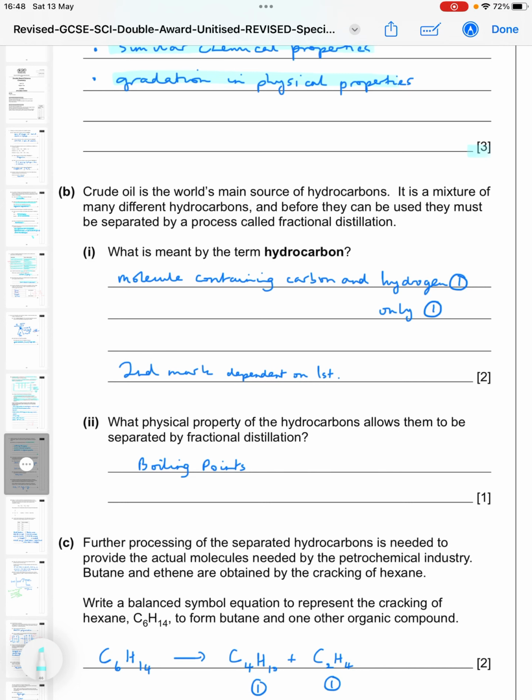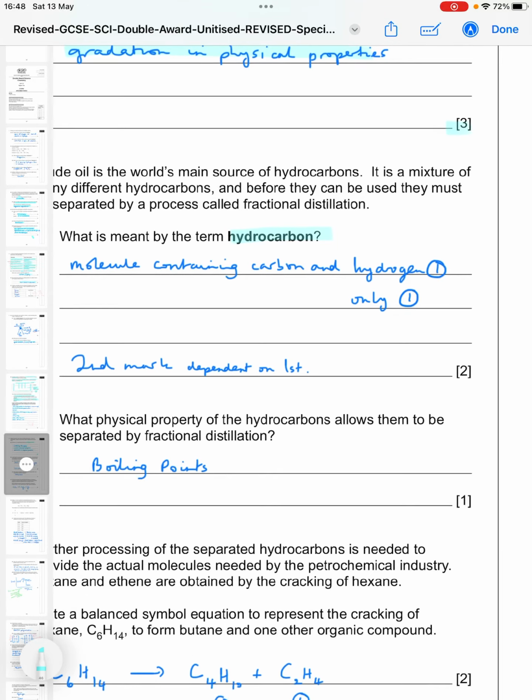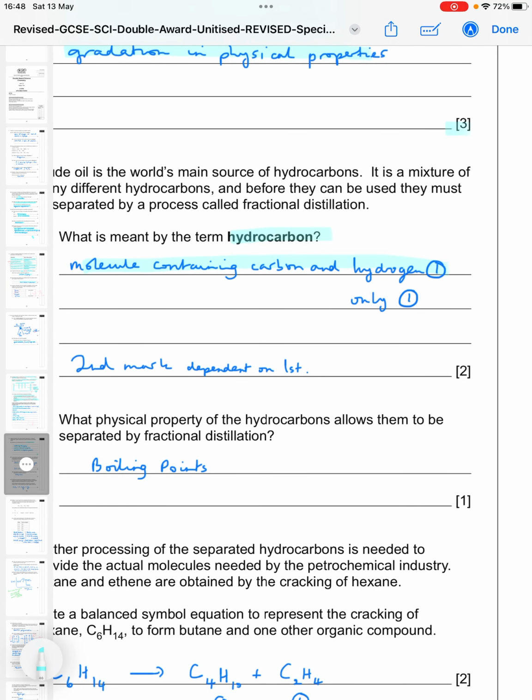And crude oil is the world's main source of hydrocarbons. It's a mixture of many different hydrocarbons, and before they can be used, they must be separated by a process of fractional distillation. What is meant by the term hydrocarbon?